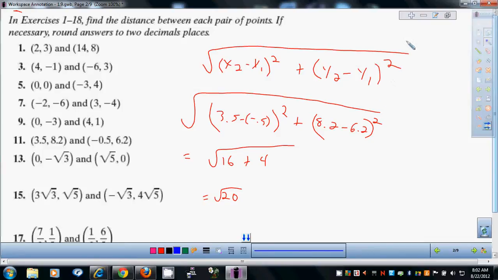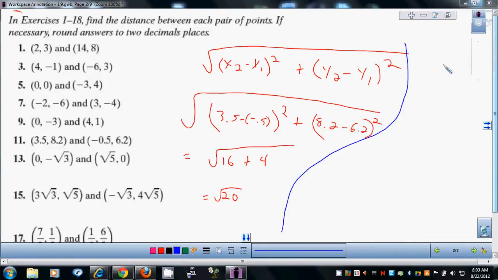Okay, I'm just going to make a little partition right here and do it over here. Much smaller though. Radical x. That's not enough room. I'll do it down here. Radical x2 minus x1. Not that it really matters which one you do first, because you're squaring it, so it's not going to matter. Plus y2 minus y1.